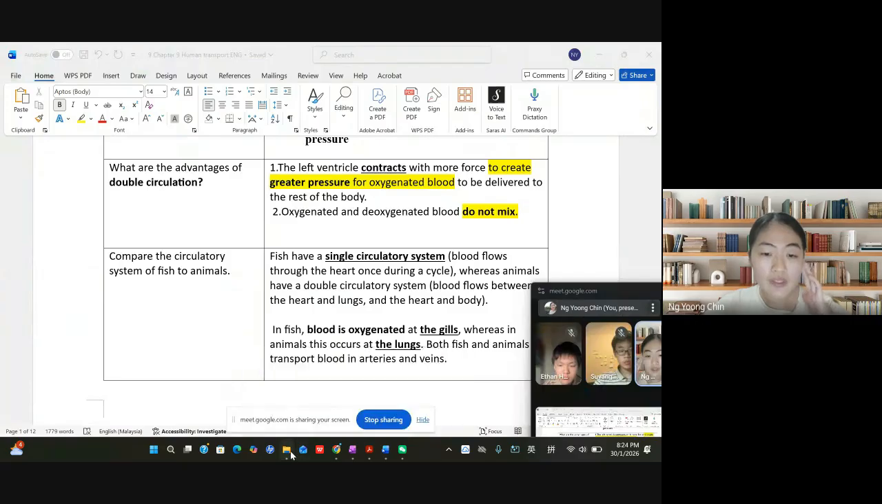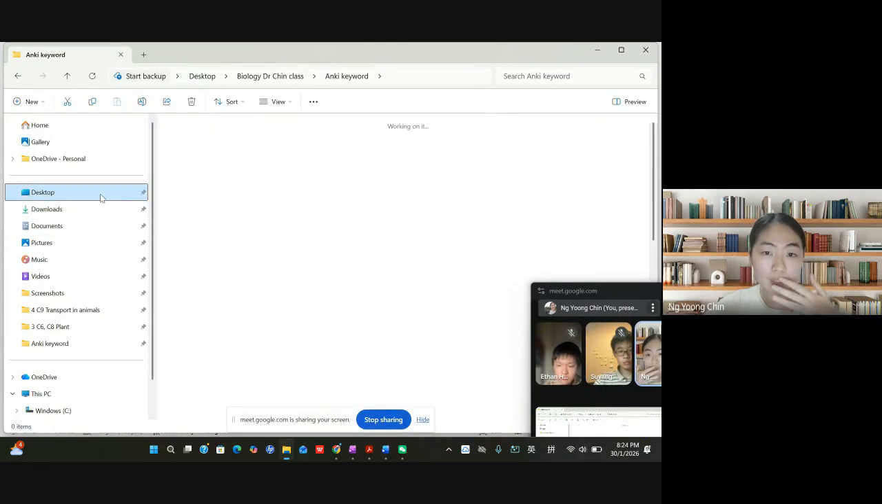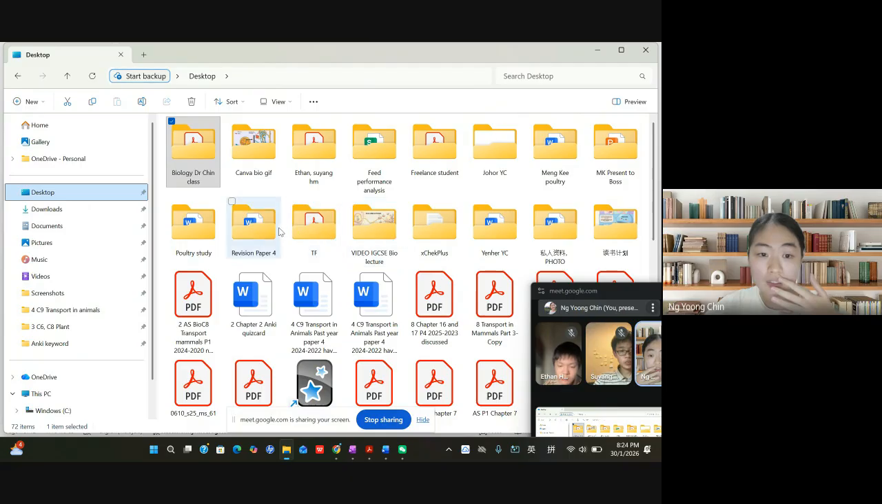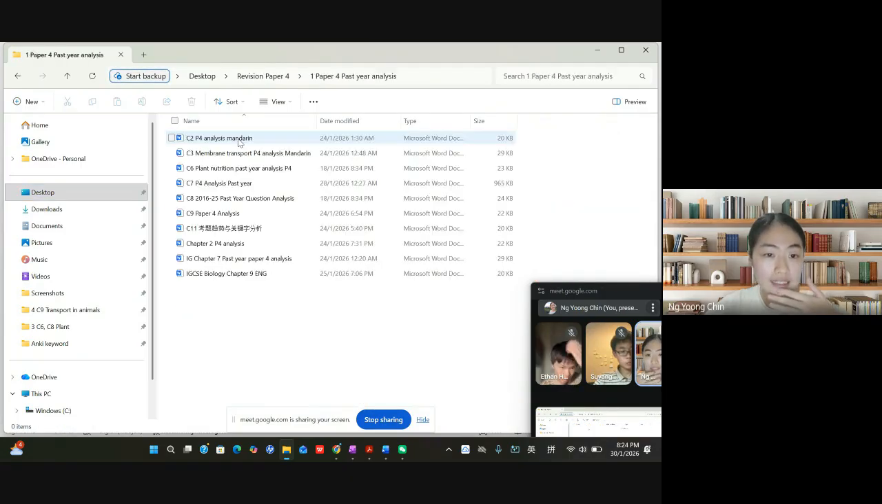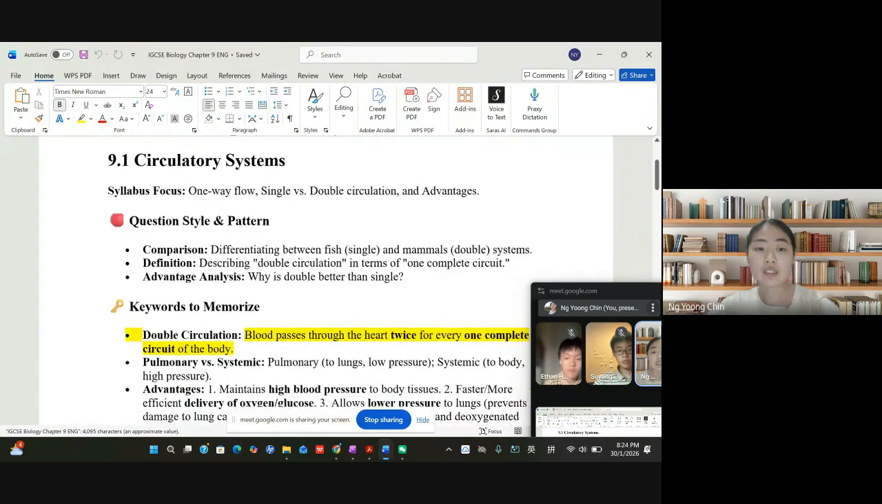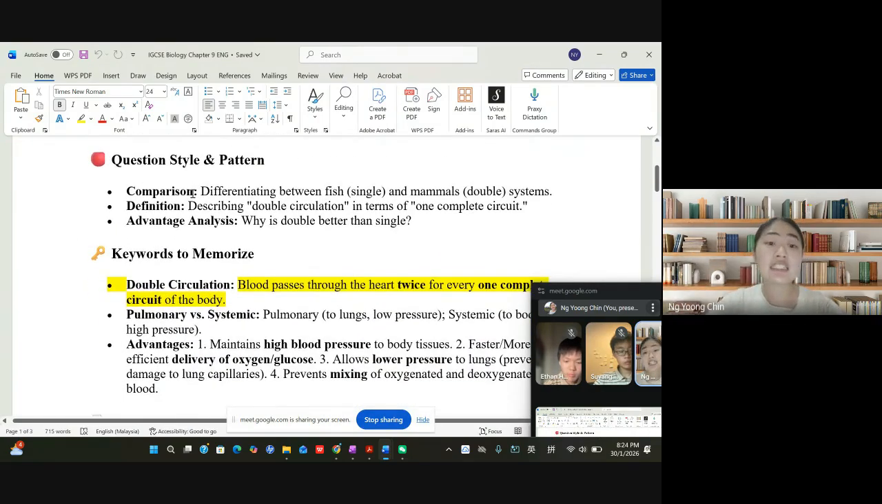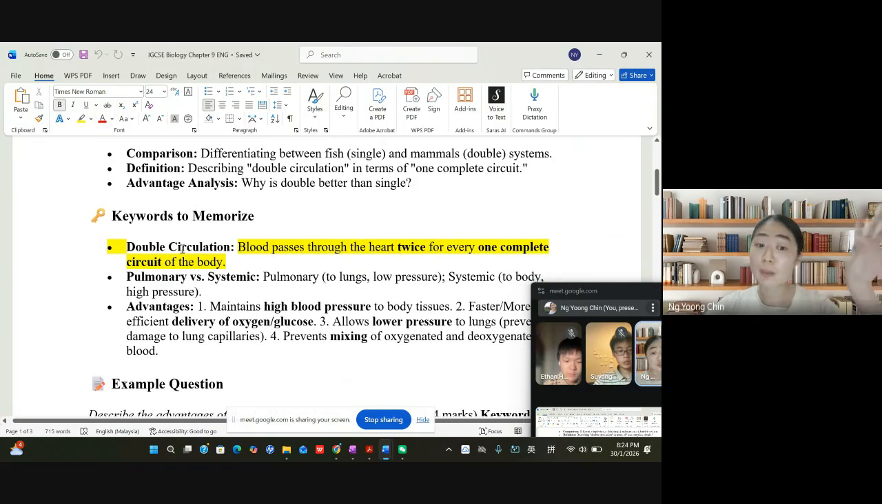One thing I forgot to show you, which is this one. I also designed a note for you. Actually, it's just an analysis of the past 10 years of what kind of topics chapter 9 comes up with. So this is the thing that you should memorize.